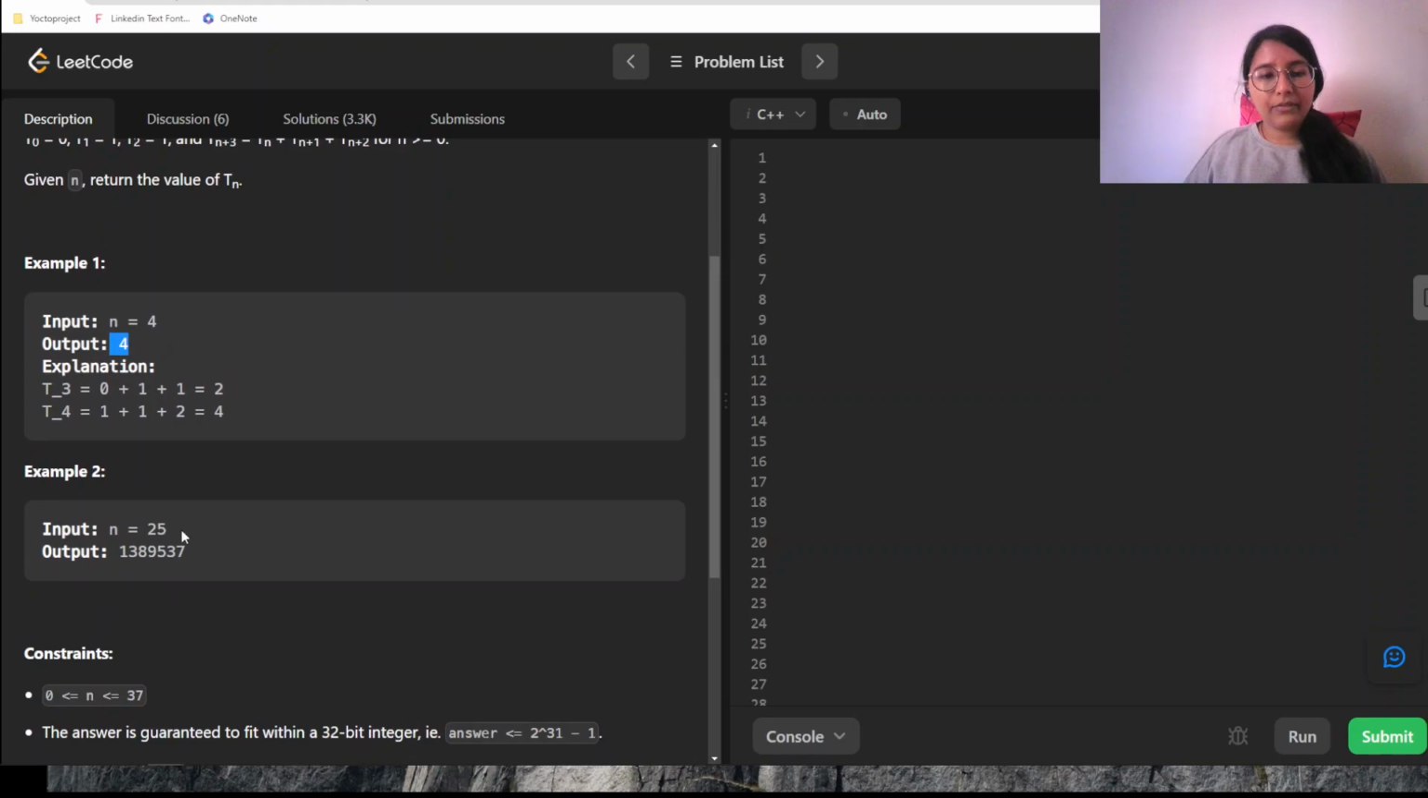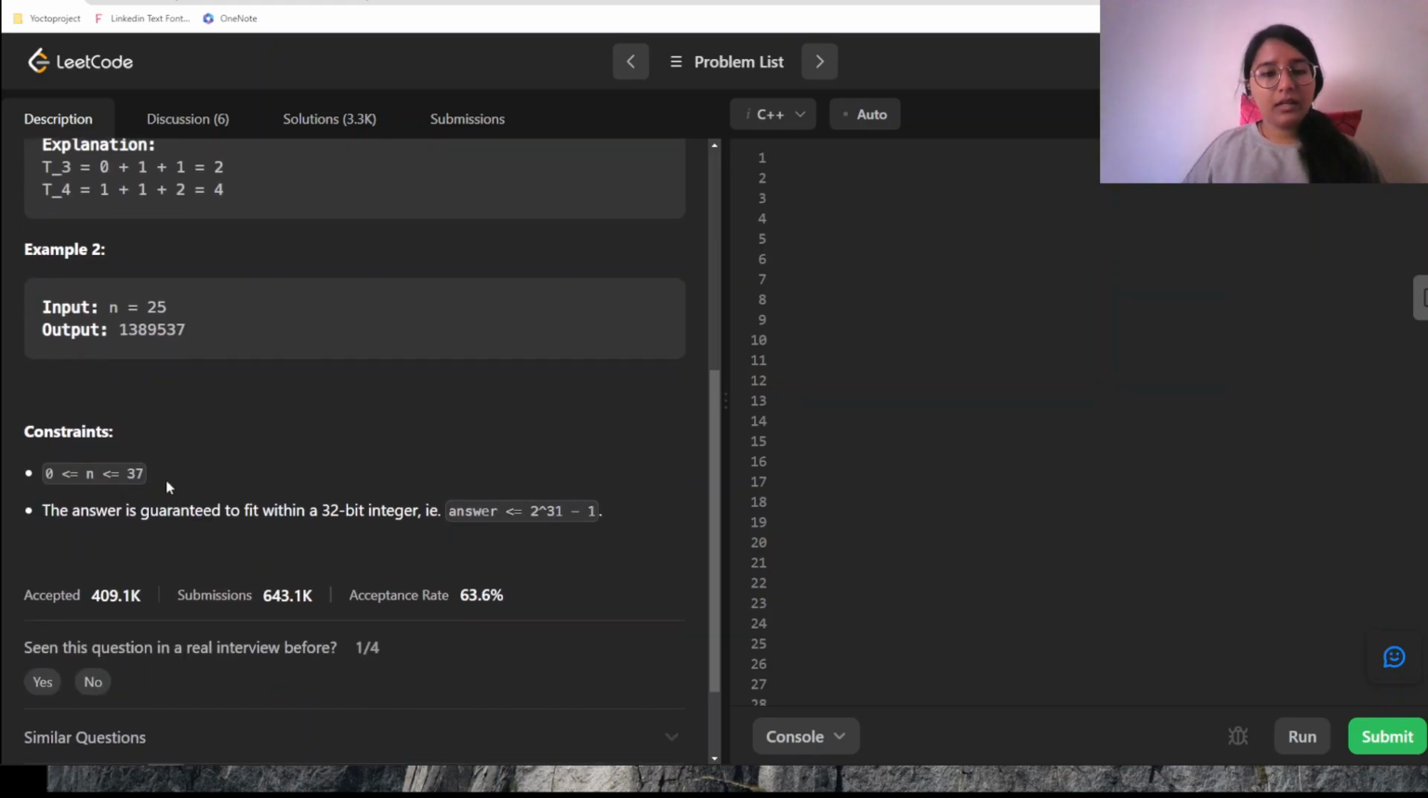Now, in another example, when n is equal to 25, first it will calculate the third term, then the fourth term, then the fifth, and so on, until it reaches the T25 term, calculating one by one for every term. This is how it will be calculating. Your constraints say that n can go up to 37.